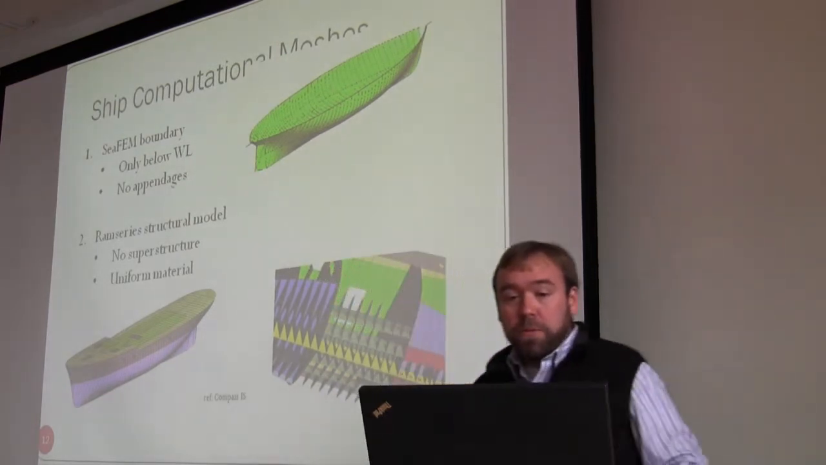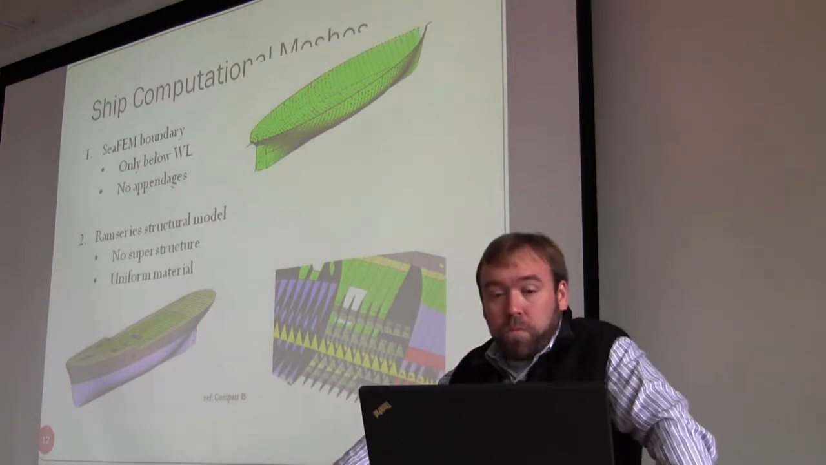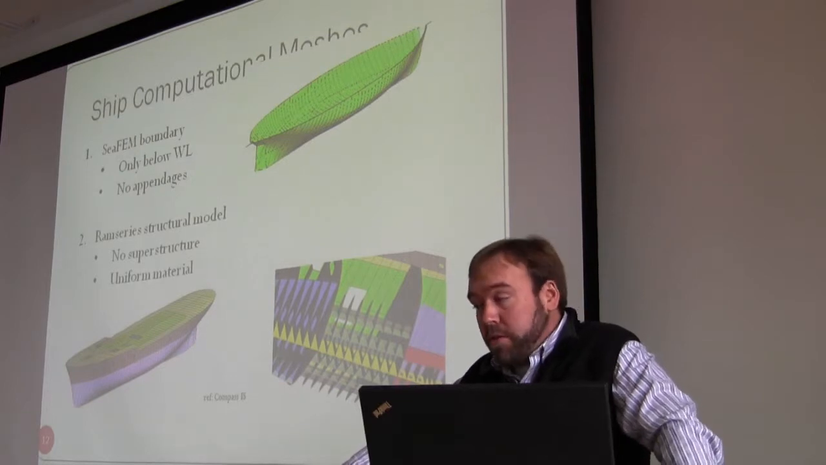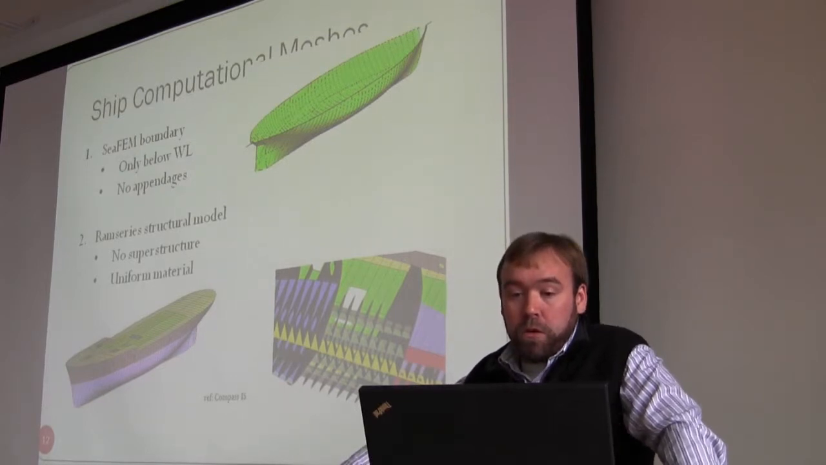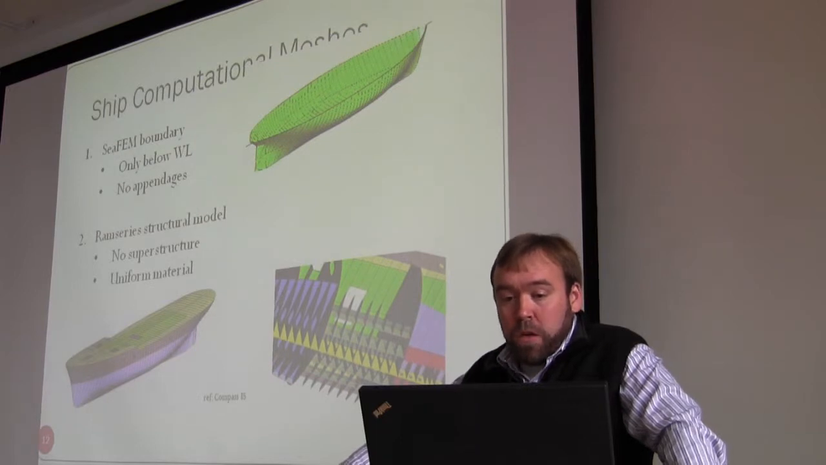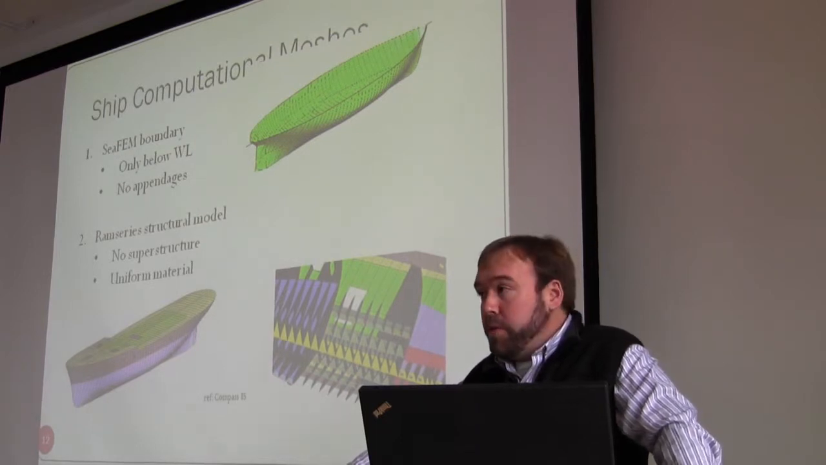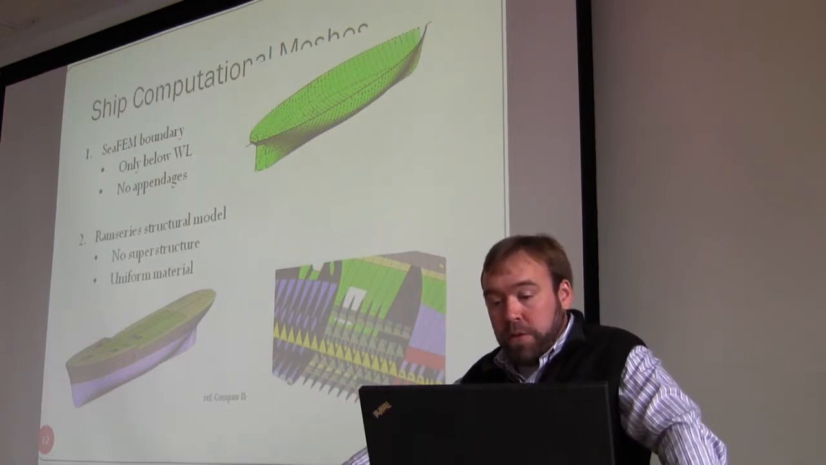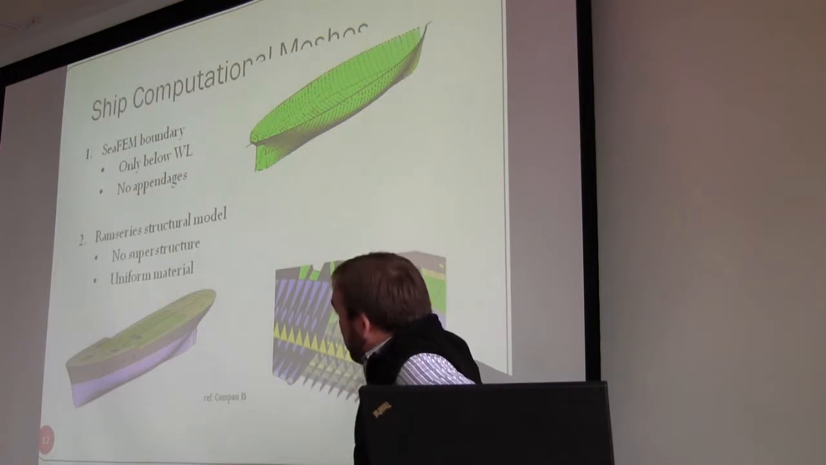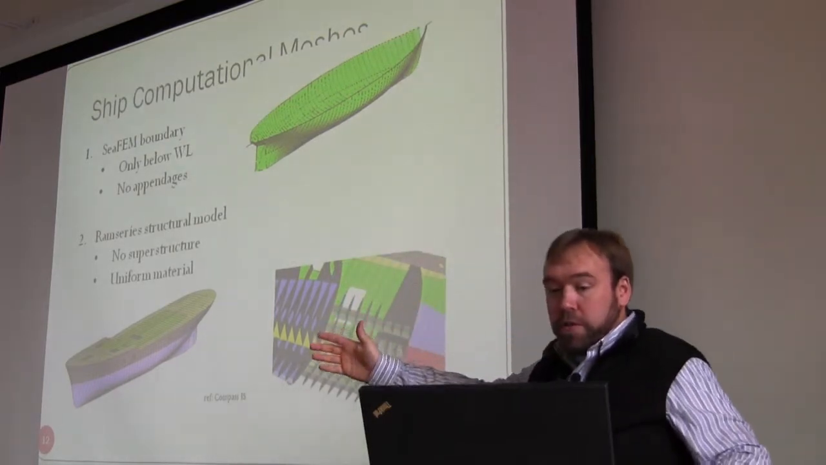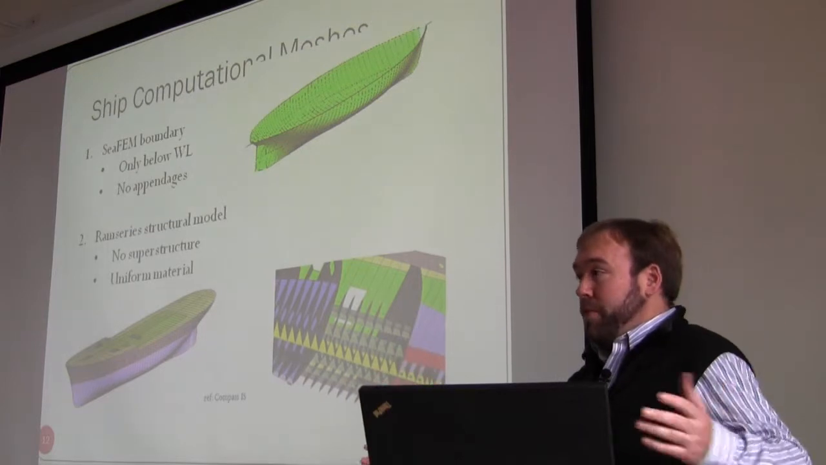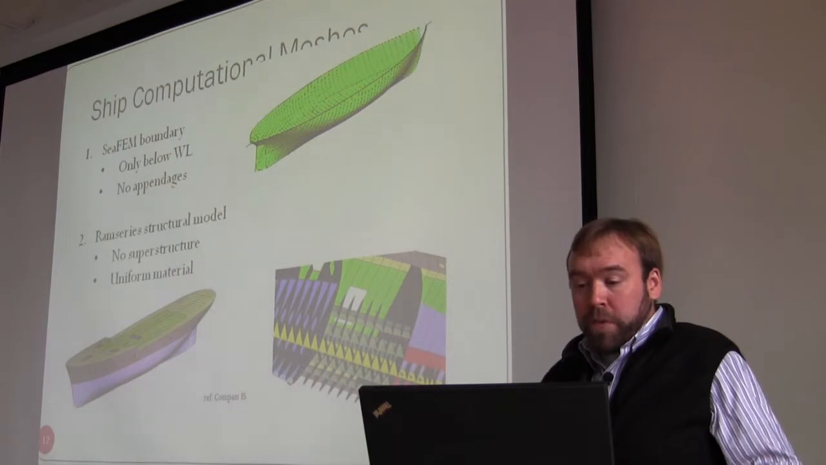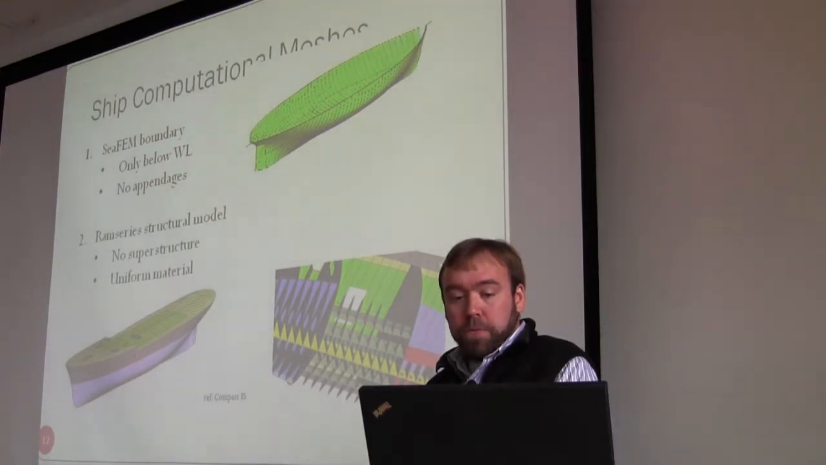The first one up there on the top is for the CFEM, and so now we're only considering what's at or below the water line, and there's no appendages, no rudders, there's no props. And then the second images show the RAM series structural modeling, including the shell plating on the outside, and then some of the ribbing and bulkheads inside the structure. There's no superstructure considered here, just because it provides relatively little strength to the ship, and it simplifies the model quite a bit. And it's just considered as a uniform material throughout.